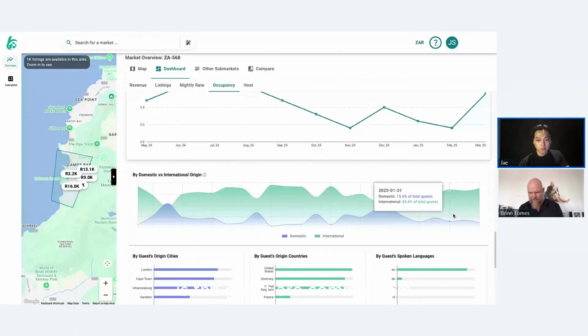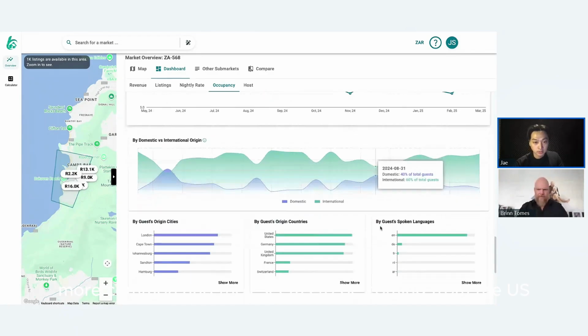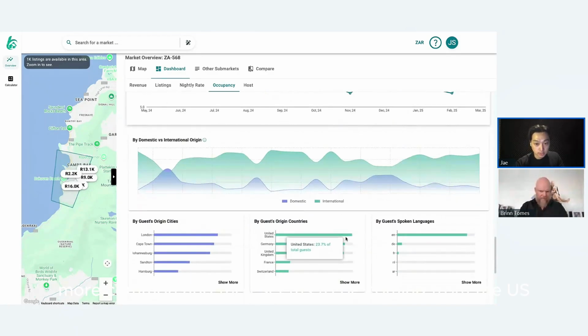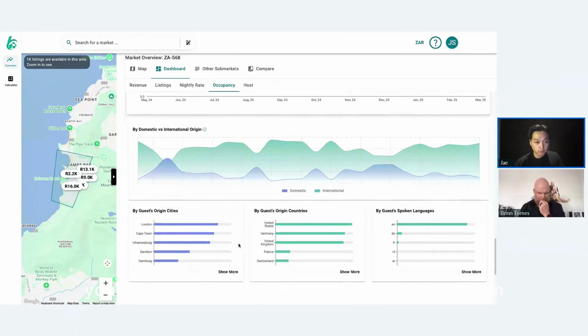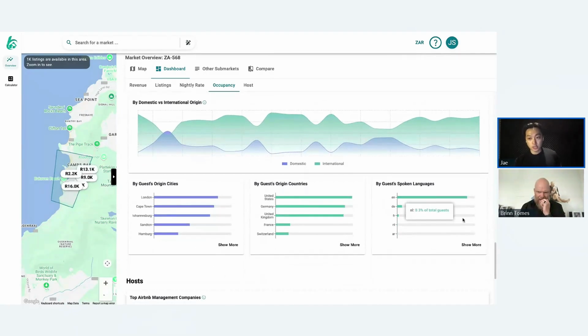Are the guests coming domestically versus internationally? In this area, international guests, so guests coming from other countries to South Africa, seem to be more common, and they seem to be coming from the US, Germany, and UK. You can also see which cities they are coming from, such as London, Cape Town, and Johannesburg. You can see what language they speak, like English, German, or French.